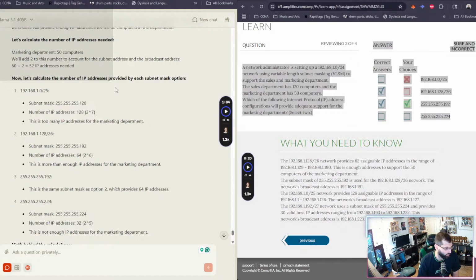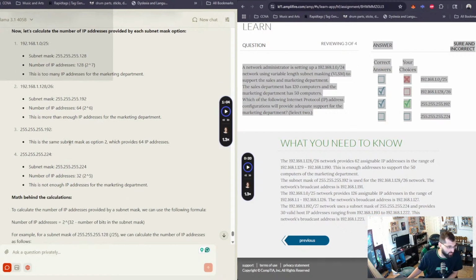Okay. The one that ends in 192, this is the same subnet as option 2, which provides 64. Wow, it was lazy. No, it wasn't. Here we go. I didn't see it. So why is this 128? That's 128. How is this 64? Oh, the number of IP addresses. It's telling me how we got it.